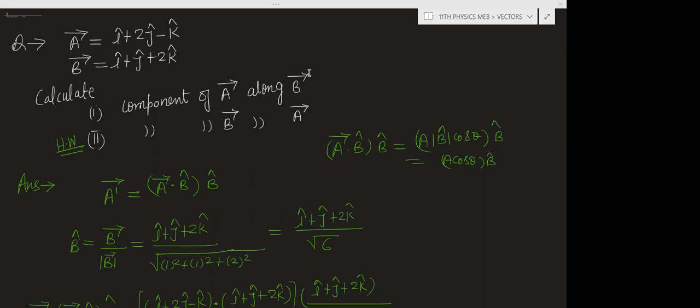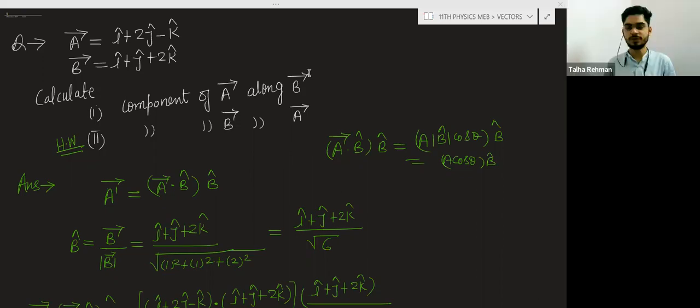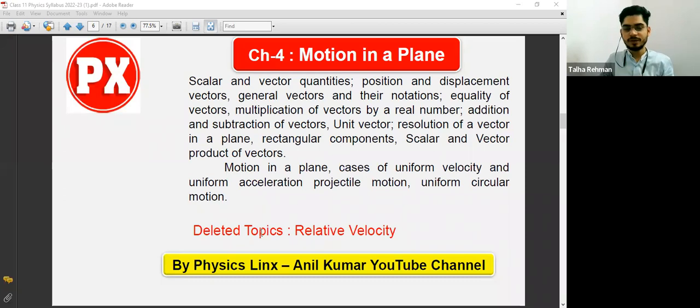So it was told that it will not be asked in the exam. The teacher told, because that portion is removed from your syllabus. See the syllabus. Stop writing. The relative velocity is a very important topic. Why did they remove that? See this. Motion in a plane, all the things you have, but this is a deleted topic.